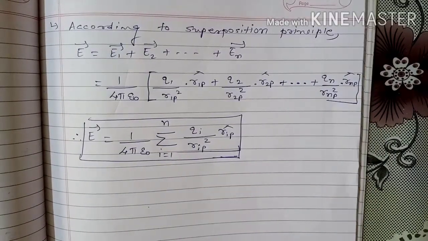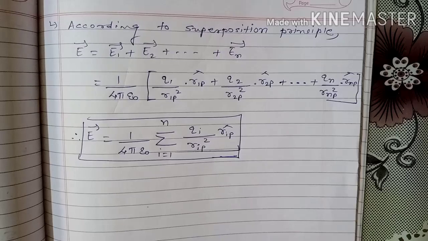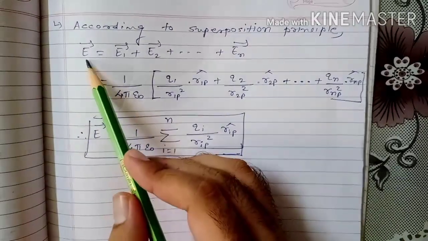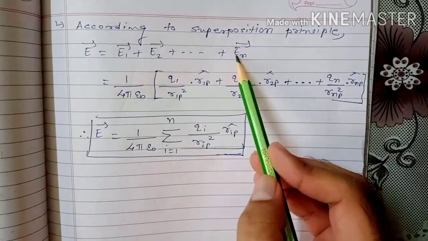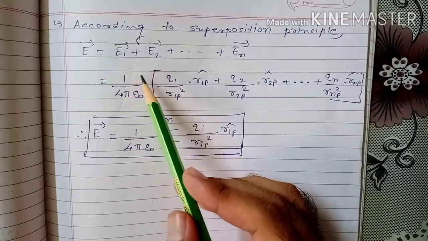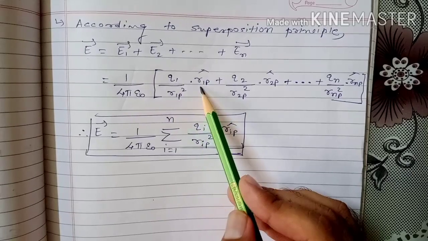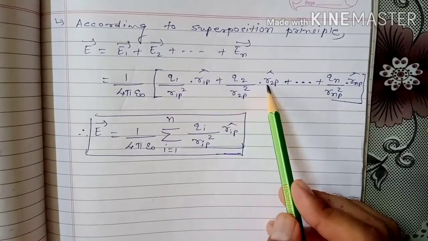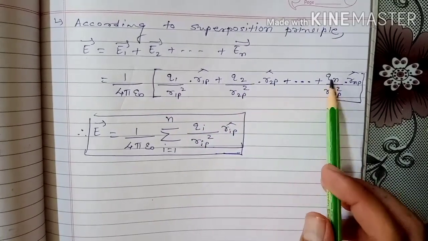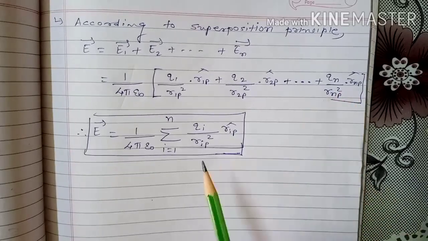According to the superposition principle, we can find the net electric field due to a system of n charges. Net electric field is equal to E1 plus E2 plus up to En vector. What can we take common? 1 upon 4 pi epsilon naught. What will remain inside the bracket? q1 upon r1 p square into r1 p cap, q2 upon r2 p square into r2 p cap, plus up to qn upon rn p square into rn p cap.